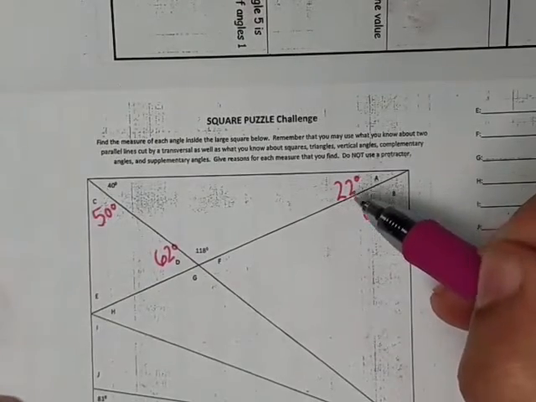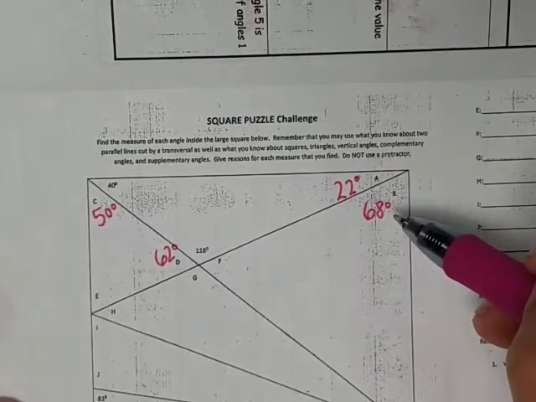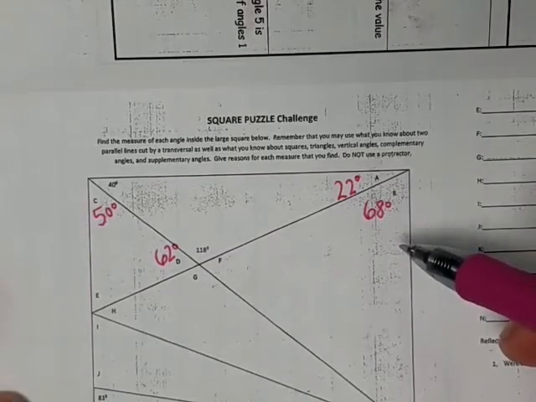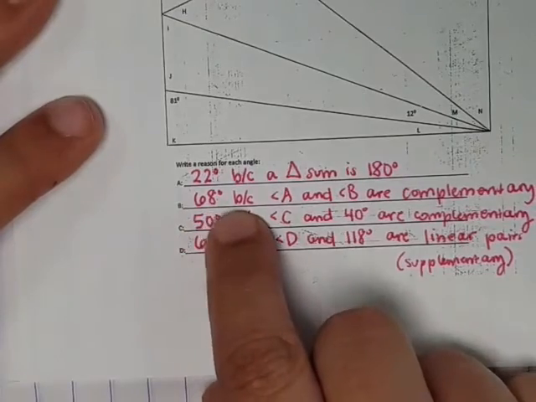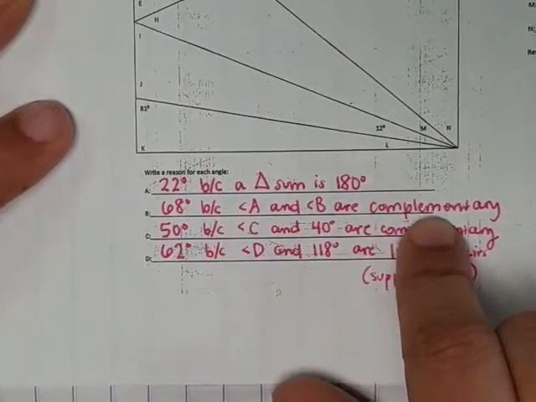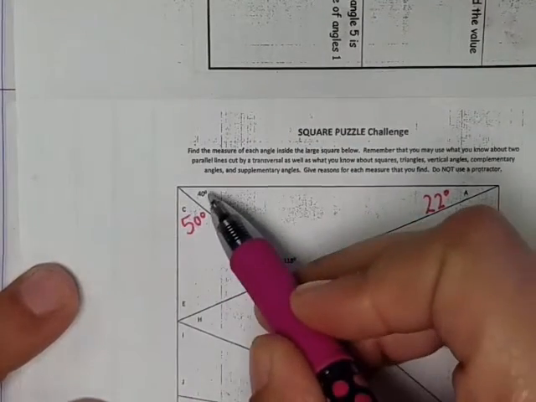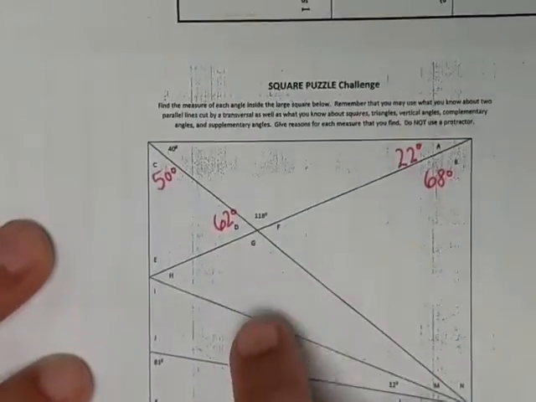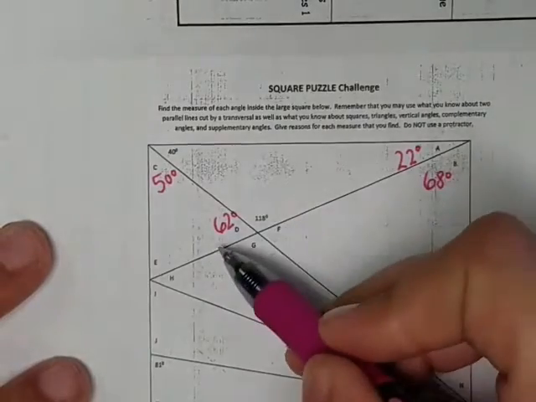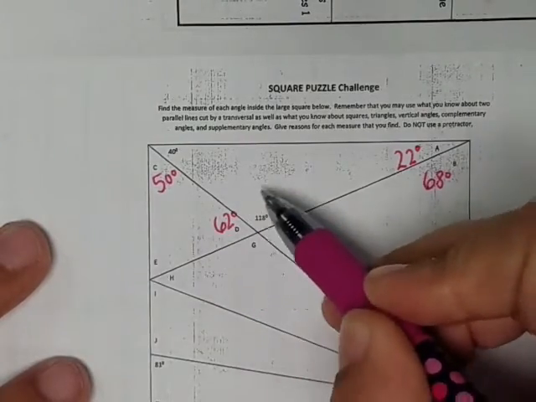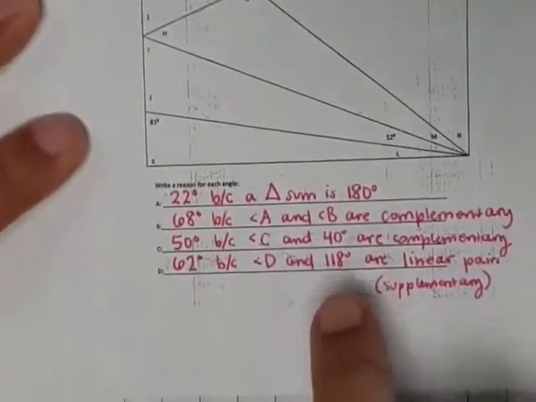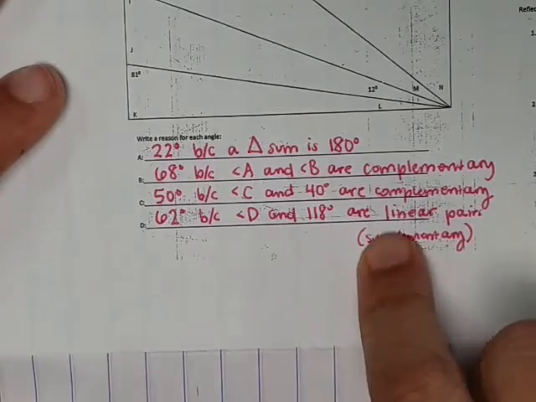Then if I know that this is 22, I can figure out that this is going to be 68 because this makes a complementary pair of angles, making 90 degrees. So down here I said 68 degrees because angle A and angle B are complementary. Then I go back over here to C, and if I know that this is 40, then this has to be 50, again because they are complementary. And then I jump down here to D, because D and 118 make a linear pair, and linear pairs are supplementary. So 62 plus 118 gives me 180. So again, there's my reason right here.